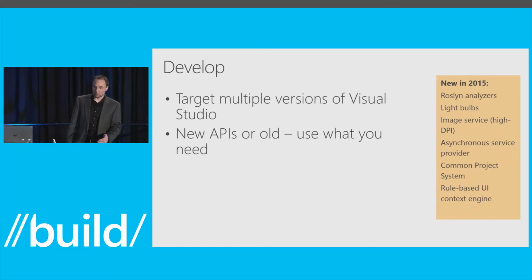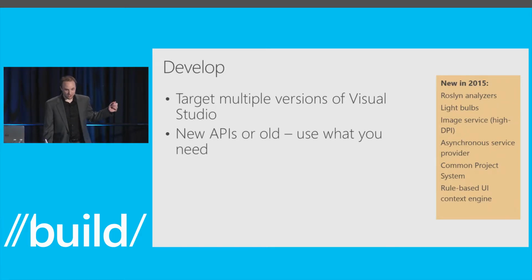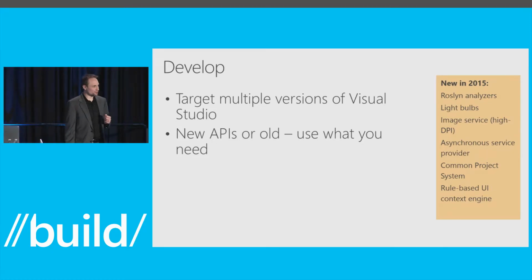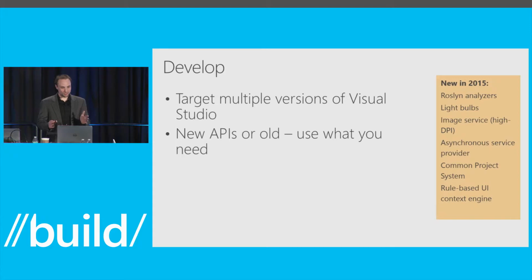Asynchronous service provider. They doubled down on performance again in 2015. It's obvious even in the RC builds that it's faster. The asynchronous service provider allows extension developers to tap into some of those performance advantages. The Common Project System is a project system that's been used internally by Microsoft since 2010. It is getting documentation and a nice public face with 2015. You're going to be able to use it to add new project types to Visual Studio. And the rule-based UI context engine, which I have not used and don't know about, but it sounds cool.